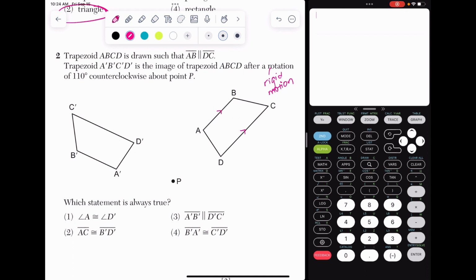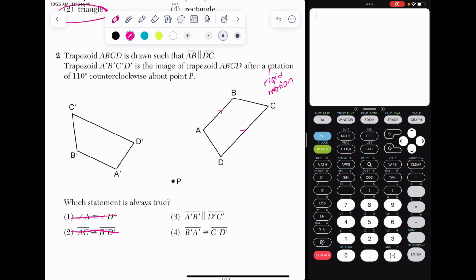Choice 1, angle A and angle D are congruent to one another. There's no reason for us to believe that these two angles are congruent. They are not corresponding angles, so I'm going to cross out choice 1. Number 2, AC is congruent to B prime, D prime. Those are two diagonals, but again, they are not corresponding line segments, so we have no reason to believe those are congruent either, so I'm going to cross off choice 2.